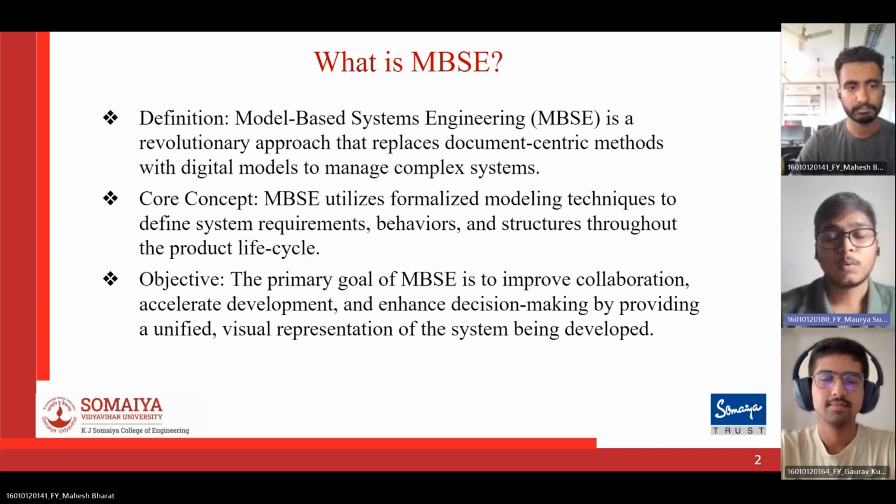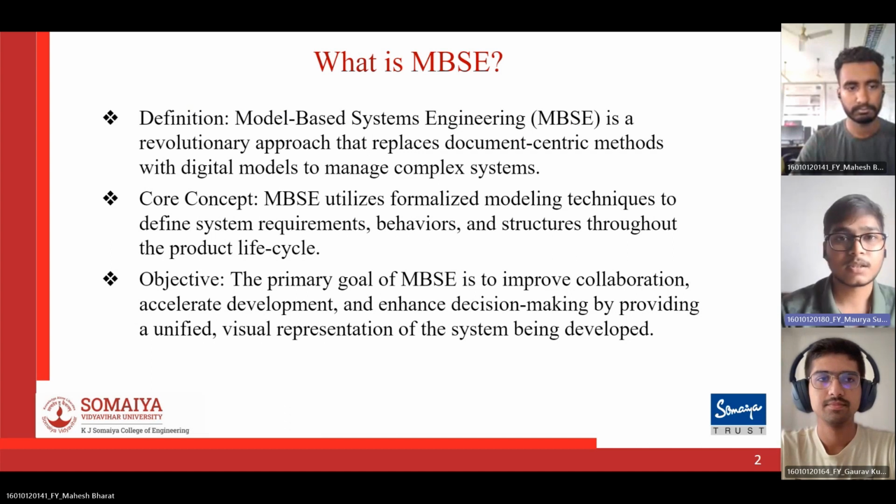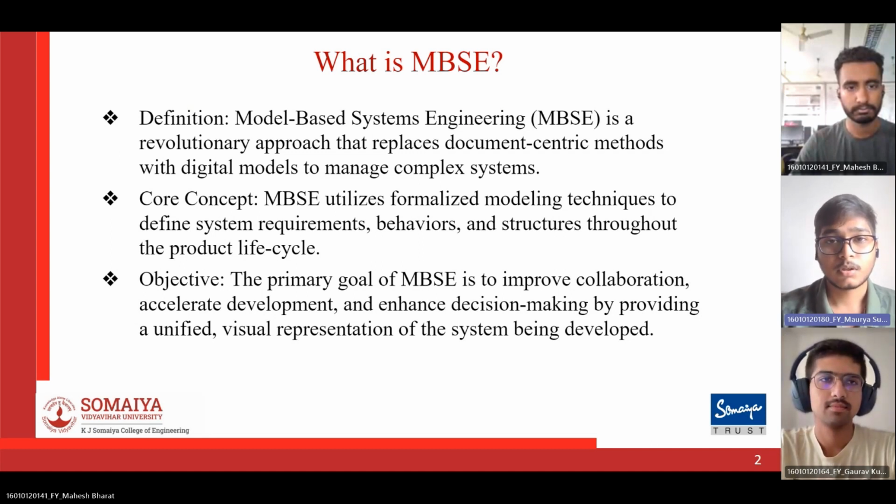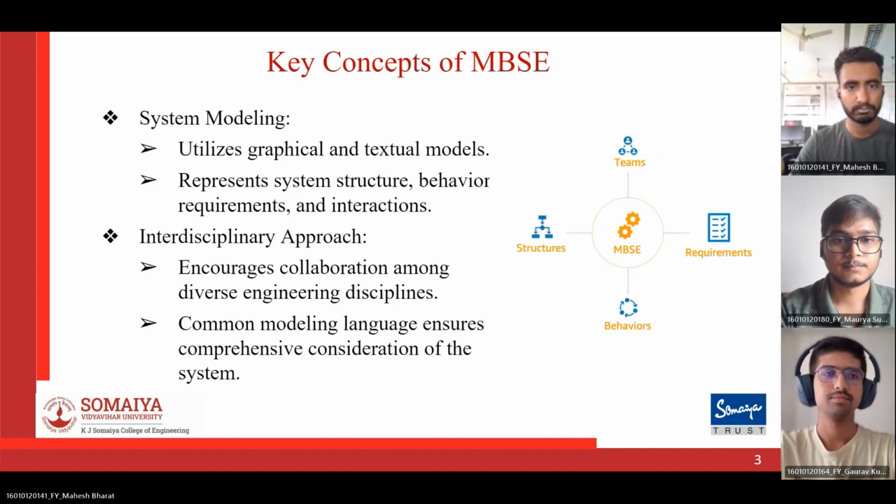MBSE is about reshaping how we manage complex systems. At its core, MBSE replaces traditional document-centric methods with digital models to define system requirements, behaviors, and structures throughout the product lifecycle. The primary goal of MBSE is to improve collaboration, accelerate development, and enhance decision making, presenting a unified visual representation of the system we are crafting. Now, let us delve deeper into how this concept is crucial for software architecture and design thinking on slide number 3.